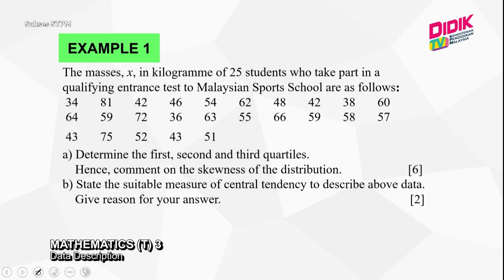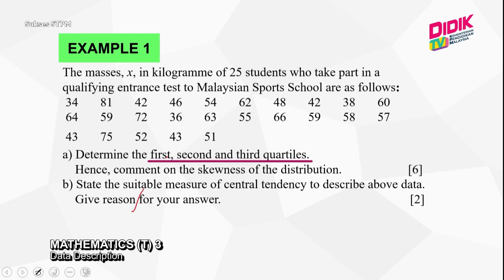Your first task is to determine the first, second, and third quartiles. Carefully, first, second, and third quartile, ends. You must be very careful with the word "ends". That means if you want to comment on the skewness, you must use these three values. You cannot use anything else. You cannot use mode or box plot. You must use the three values. Comment on the distribution. And then B, state the suitable measure of central tendency and give reason.